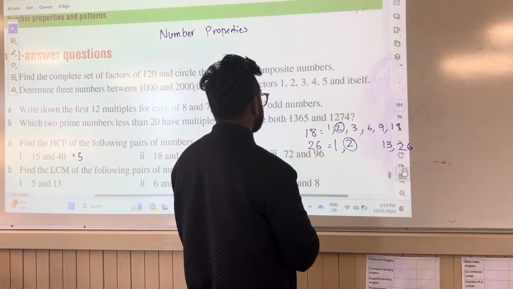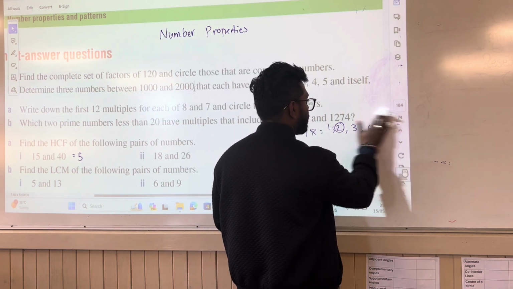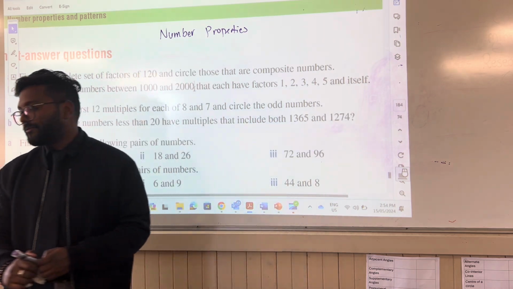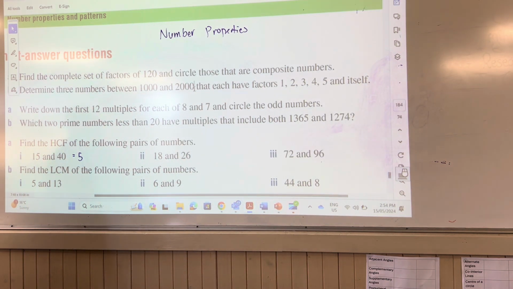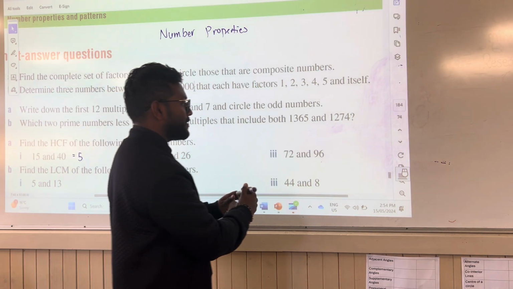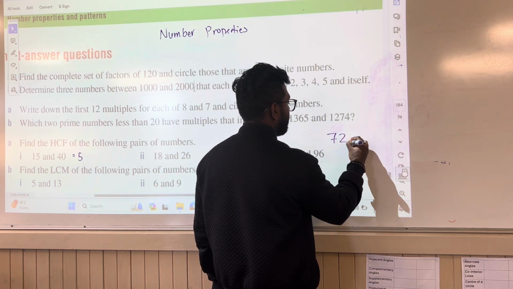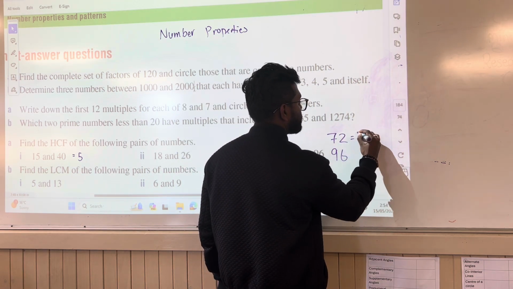Now, let's go through the next question. So these are big questions. You need to know your times tables. If you don't know your times tables, you're definitely going to struggle with these questions, okay? So a prerequisite for these is knowing your times tables to be really efficient in this. 72 and 96. So let's have a go.